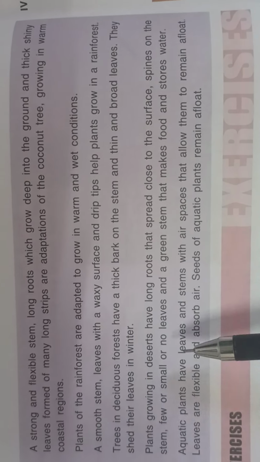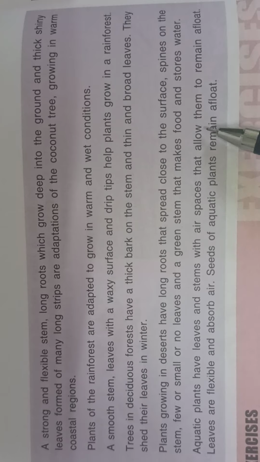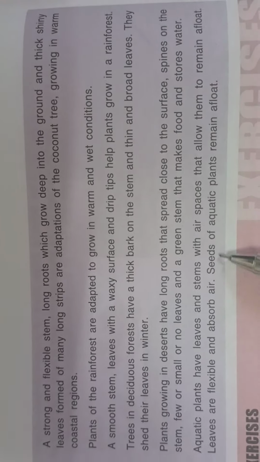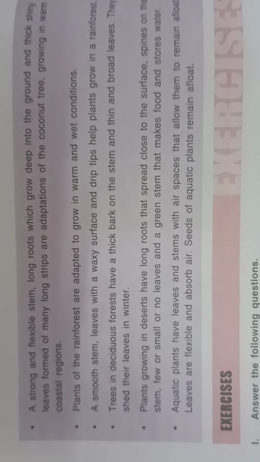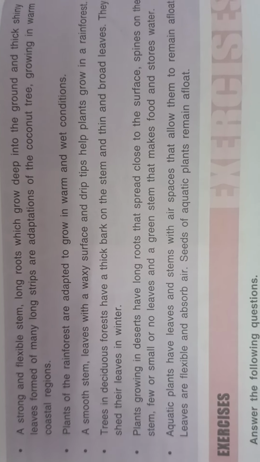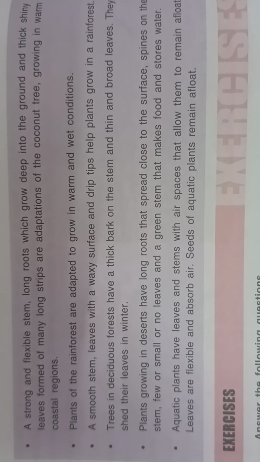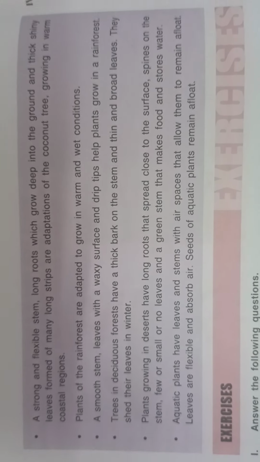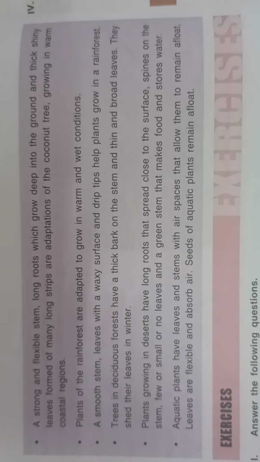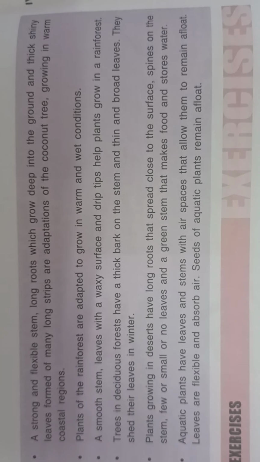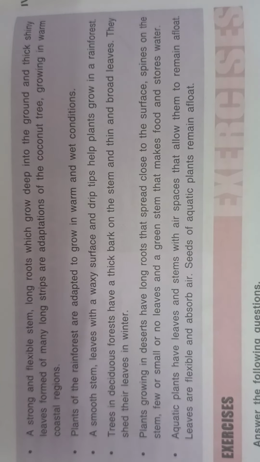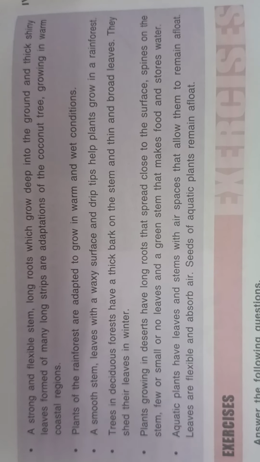Next, aquatic plants have leaves and stems with air spaces that allow them to remain afloat. Leaves are flexible and absorb air. Seeds of aquatic plants remain afloat. So aquatic plants like lotus and water lily have leaves and stems with air spaces which help them to remain afloat in water. Leaves absorb the sunlight and air from the atmosphere. Seeds remain afloat for many days.